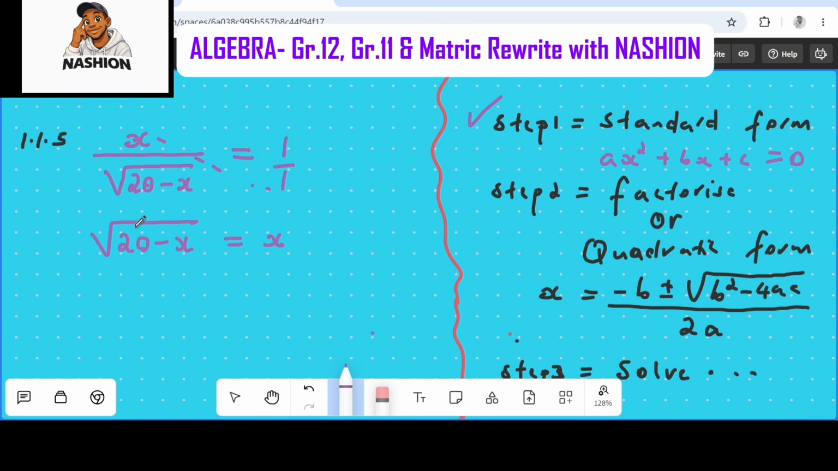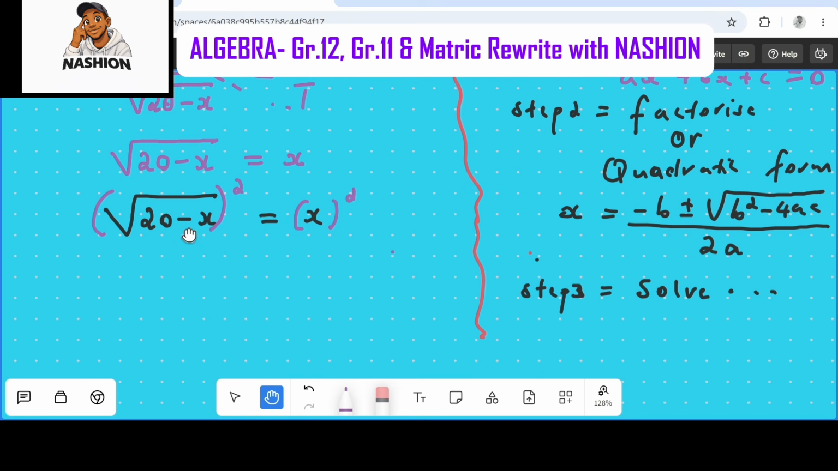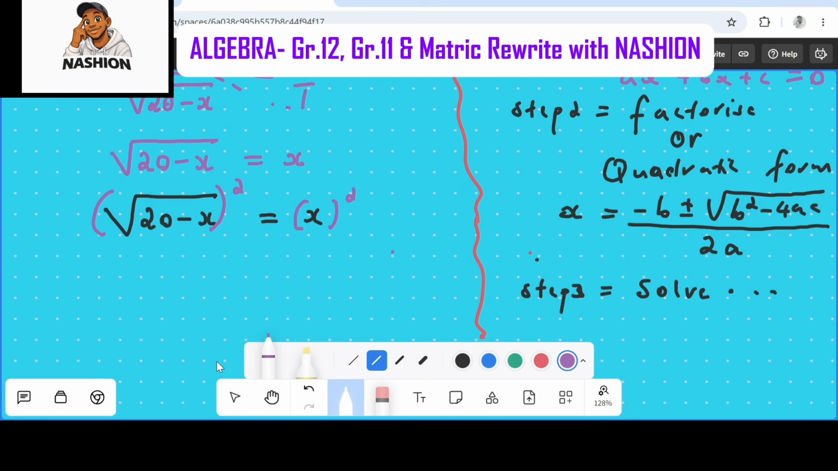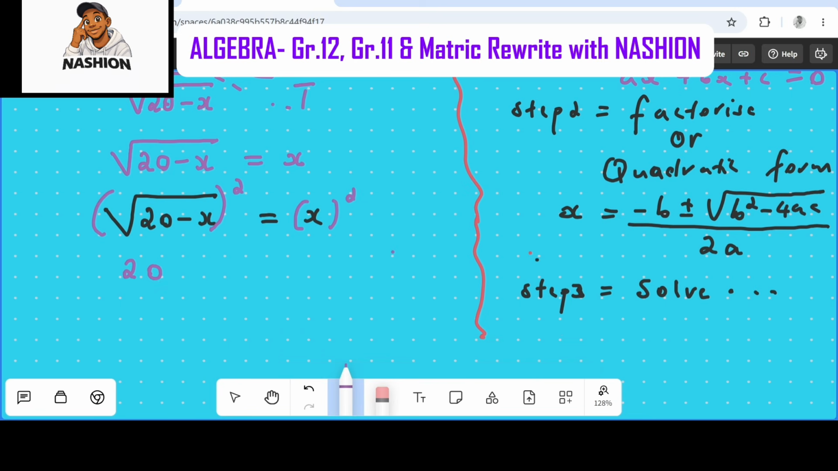Hooray! Let's get rid of the root sign. We just square both sides. So the left-hand side squared and the right-hand side squared. On the left-hand side, the square will cancel out the square root sign. And on the left, we are left with 20 minus x is equal to the right side, we simply square the x. We get x squared.